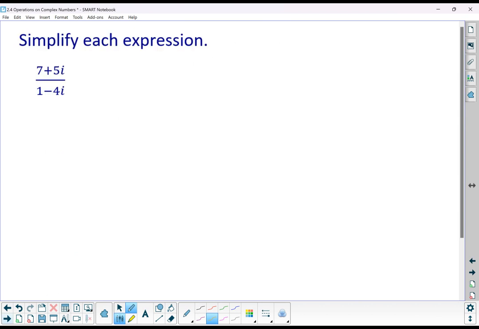So here we go. I know that's a lot, but it's helpful in the long run to help you understand what's happening. So we need to simplify this expression. We're dividing two complex numbers. We know our answer is going to be a complex number. Let's find it. Well, I'm going to take this fraction and I am going to multiply it by a super fancy number 1.